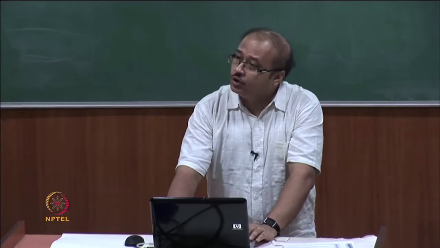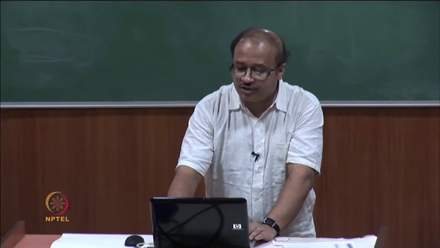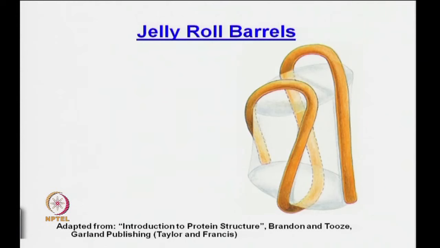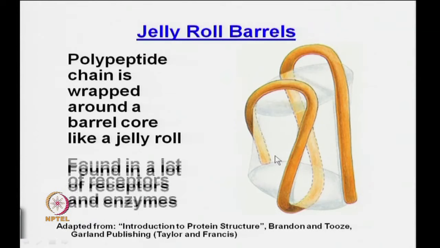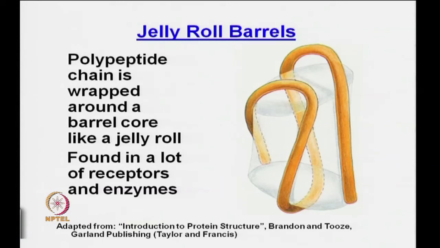The last one we are going to talk about in terms of tertiary structure are the jelly roll barrels. In the jelly roll barrel, the polypeptide chain is wrapped around a barrel core like a jelly roll. You can see this whitish one is a barrel, and it is wrapping around like a jelly roll. It is found in a lot of receptors and enzymes.